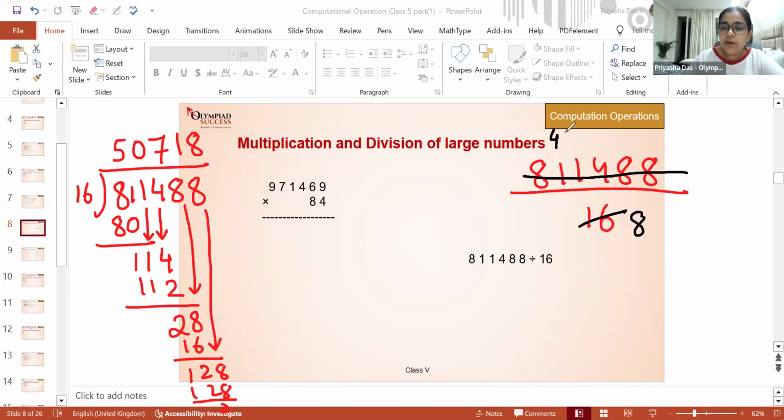So 2 times 4, 0. 40 into 2, 80. The remainder 1. 1, 1 is 10, 11. So times 5, 10. 1, 4 is 7.